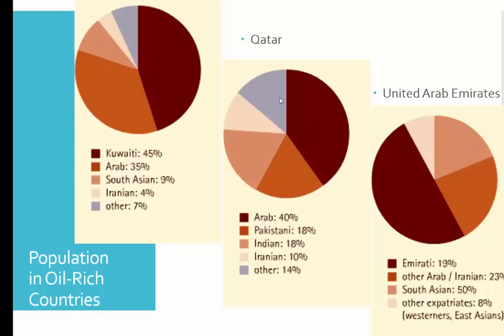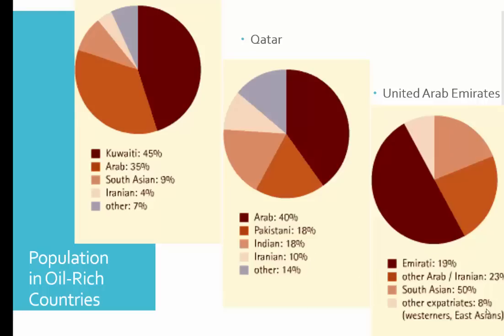Qatar, or in American pronunciation Qatar, is another oil-rich country. 40% of its population total are Arab, and that includes native Qatari and Arabs from other countries. So 60% of this country are definitely foreigners. Pakistanis coming to Qatar to work, 18%. Indians coming to the country, Iranis are 10%, and then another 14% are from other countries.